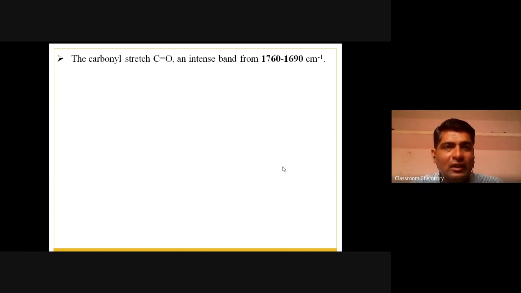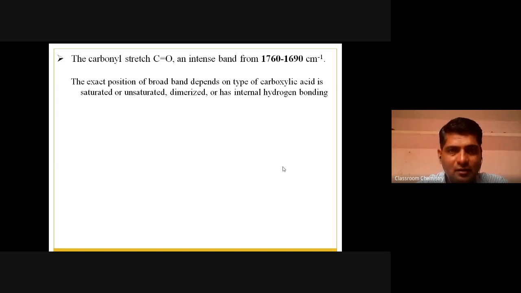Now let's see the frequency for the acid group. So first is OH frequency. Now second frequency is for the carbonyl stretch, because in acid there is a C double bond O. So it will give IR band around 1760 to 1690 centimeter inverse. So in this region you can easily find the C double bond O. Sometimes the position of the band is slightly moved from this region. The position of this band depends on the type of the acid. It will be at a slightly higher or lower position depending on your acid. Whether your compound is saturated or unsaturated, a dimer, or has internal hydrogen bonding will decide the position of the IR band. So remember that if there is a saturated or unsaturated or dimer form, there will be shift in the IR value.